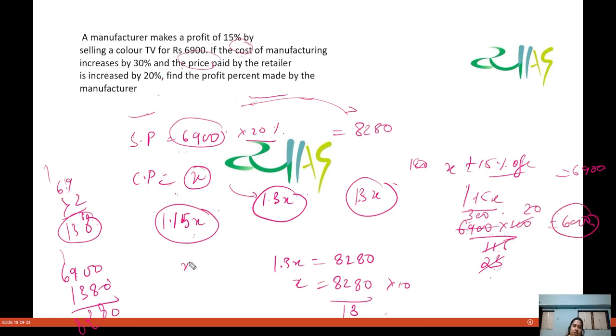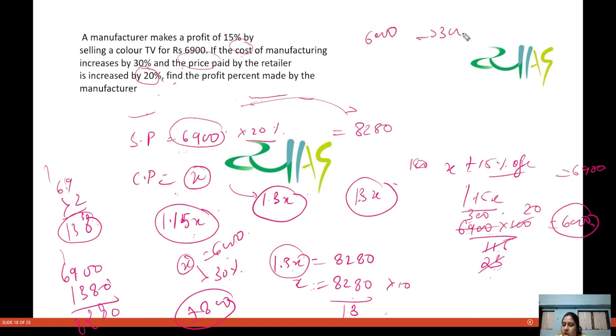Now originally your cost price was 6000. Now your cost price becomes how much? So either you can get it from here, or you can get it from here itself, because this also says that the cost price increases by 30%. So that will become 7800, because if 6000 increases by 30%, 30% of 6000 is 1800, and if you add 6000 to 1800, that will become 7800.